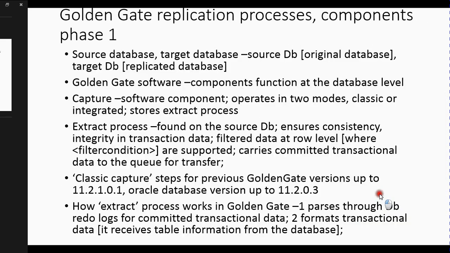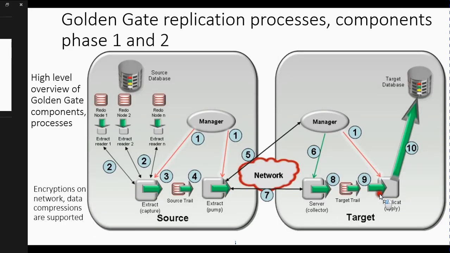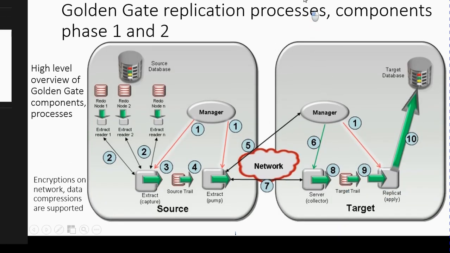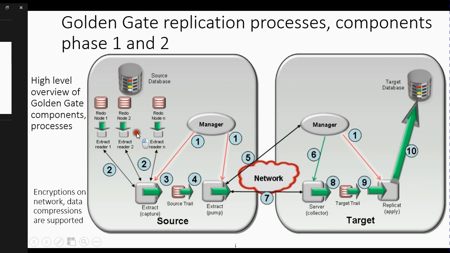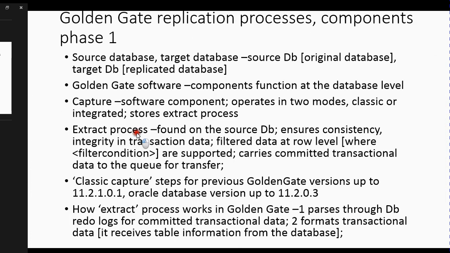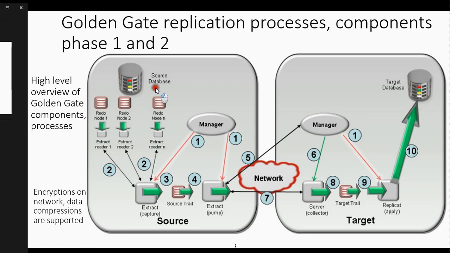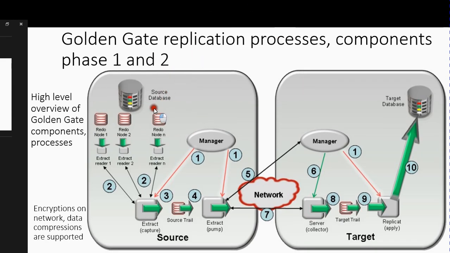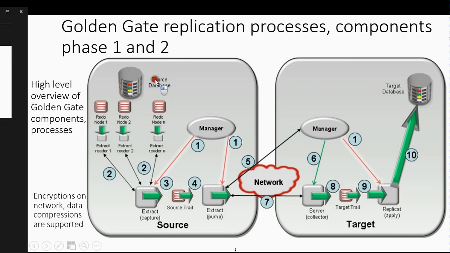Okay. So, with the GoldenGate replication process and components for phase one, just a reminder, phase one is for the source database. In this terminology, the source database is the origin database, and the target database is the replicated database. The GoldenGate software operates at the database level, so it would be integrating into the source database.